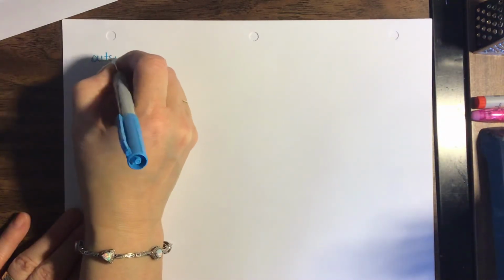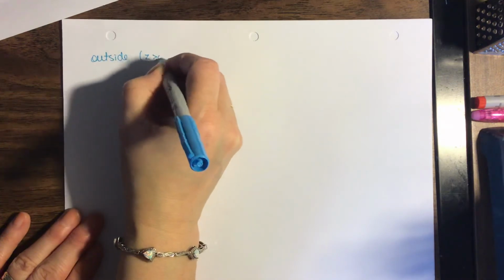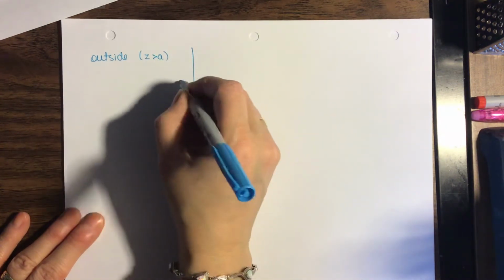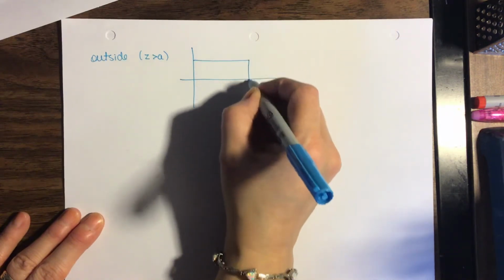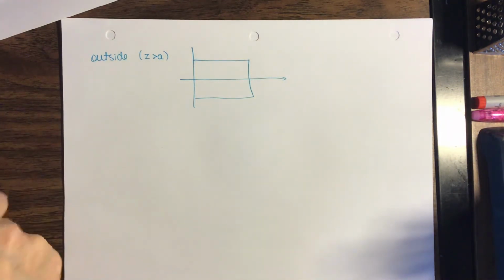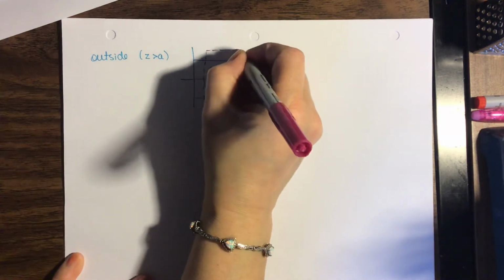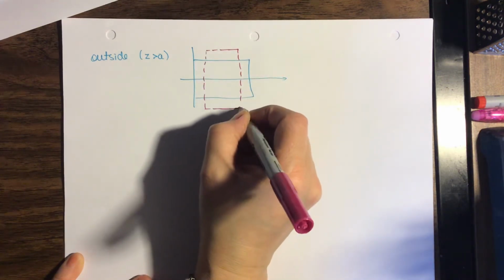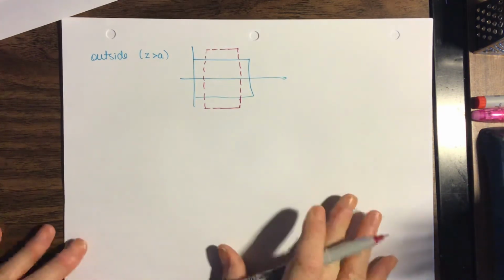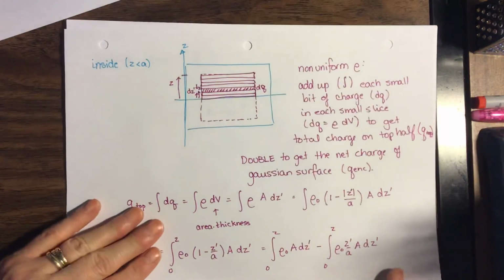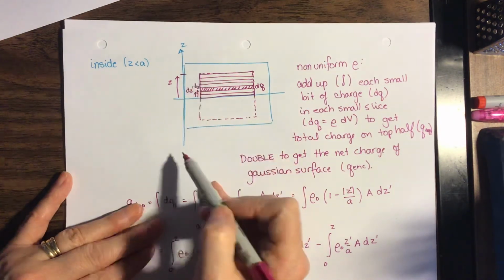So let's start fresh a little bit. So for outside, that's for Z greater than A. Let's redraw our block of charge. Let's redraw our Gaussian surface. Okay, so we're going to apply the same strategy that we did for inside. The only difference is the limits of our integral.